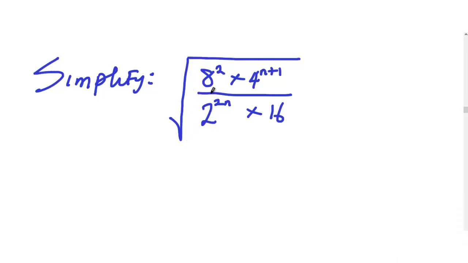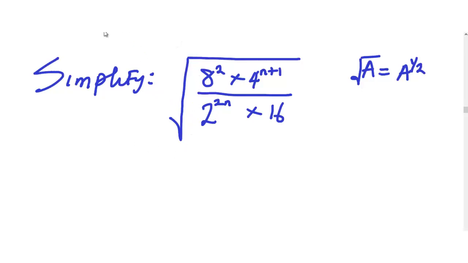The first thing you need to do when you see a problem like this, like I've always said, is to reduce to the least possible base. We have 8 here, we can reduce it. We have 4 here, we have 16 here. And the whole of this square root can be written. What I'm saying is if you have, say, a square root of a, it can be written as a raised to power 1 over 2. All right. So now let's get started.